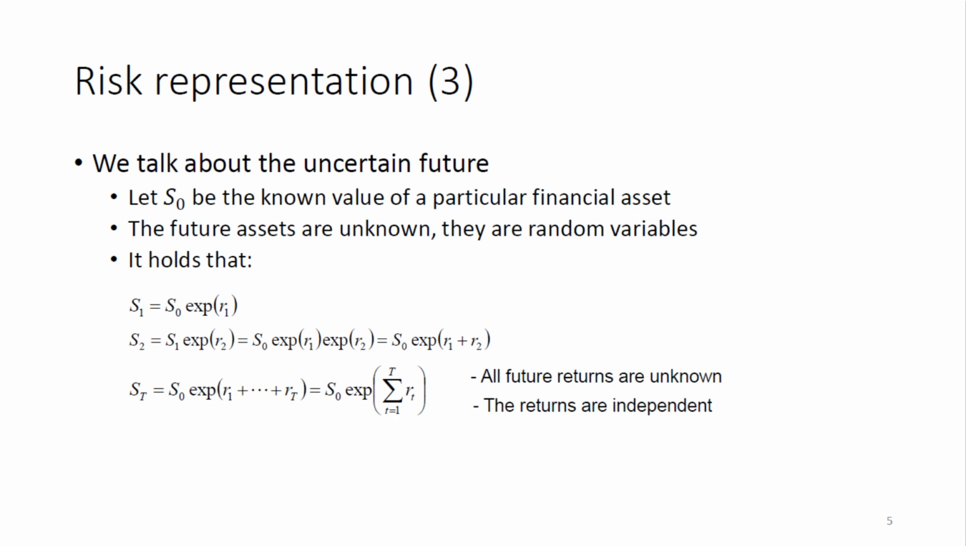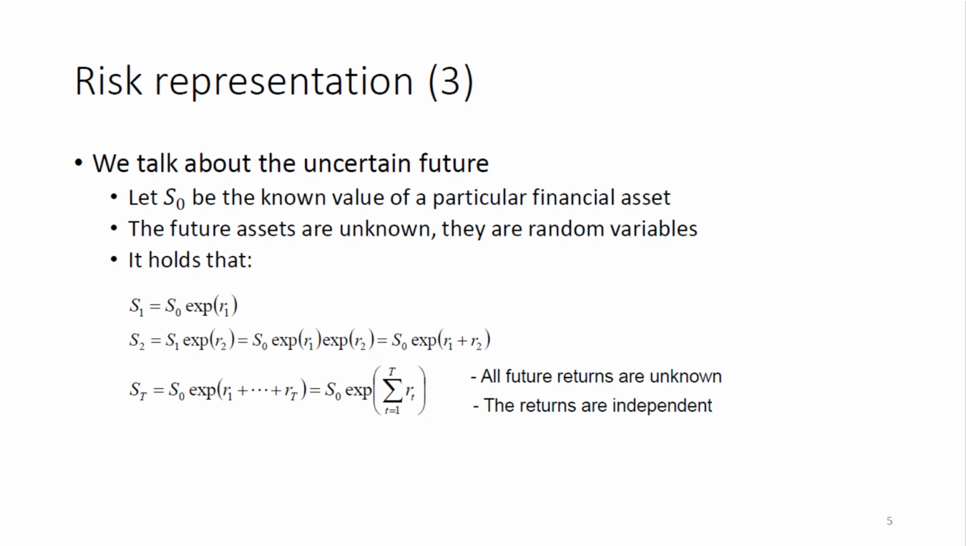If you generalize this formula to longer time periods, so I'm looking at the uncertain price of a stock at time capital T, T periods in the future, I take the known value of the stock today and multiply it with the exponent of the sum of all these one-period returns. So what it says is, if I want to determine a future stock price, I simply look at the returns that will evolve over time, add them up, and then this aggregated return is put within the exponent to arrive at the price at time T.